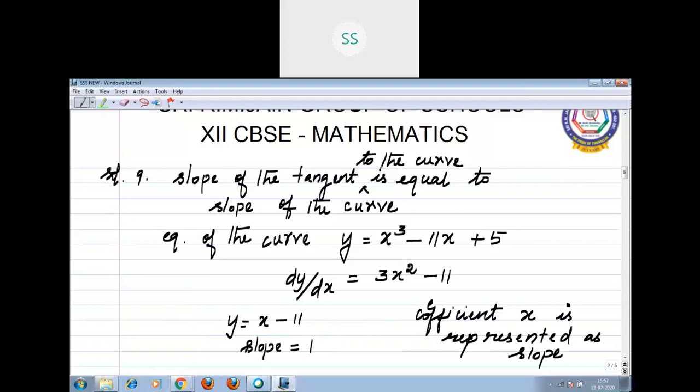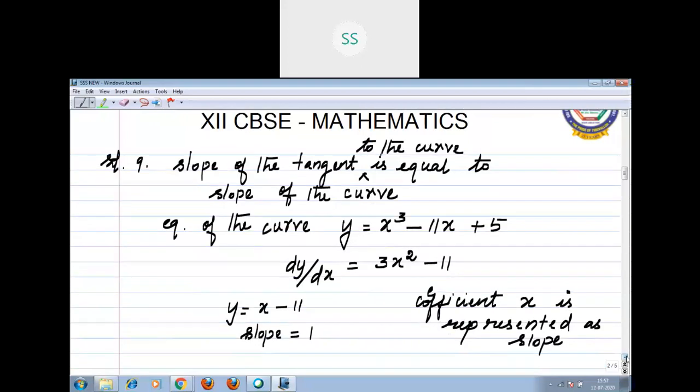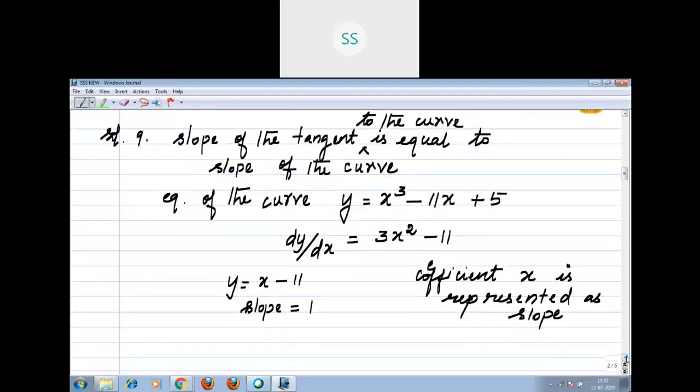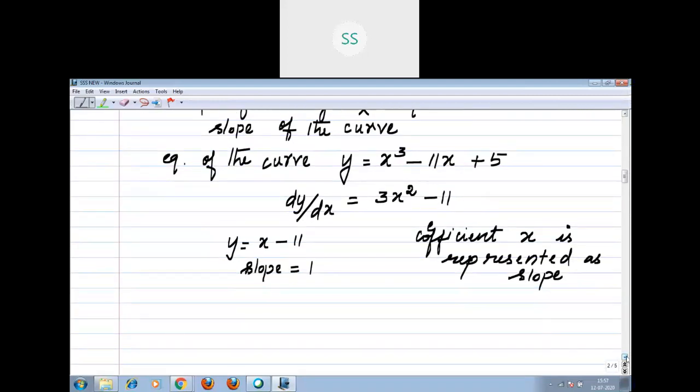You see, slope of the tangent to the given curve at the point, right? Now you are going to equate. Which are the two things you want to equate? Slope of the tangent to the curve is equal to slope of the line. That is 3x square minus 11 is equal to 1. 3x square minus 11 equal to 1. You recall the previous: slope of the tangent to the curve is equal to slope of the line.